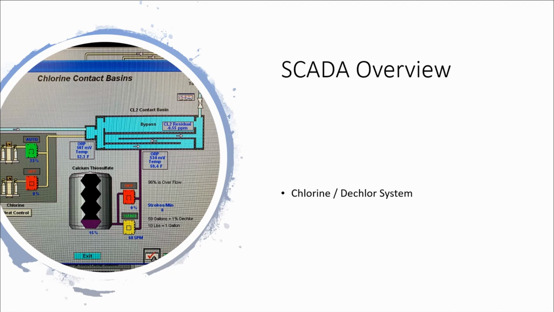This is what it looks like on our screen when we click on it. You can see we've got our calcium thiosulfate, which is our dechlorination agent. The tank, you've got your level there. You've got your pump speed. The chlorination is over on the very far left. You see we've got one chlorinator online. It's running at 23%, which is about 23 pounds a day.